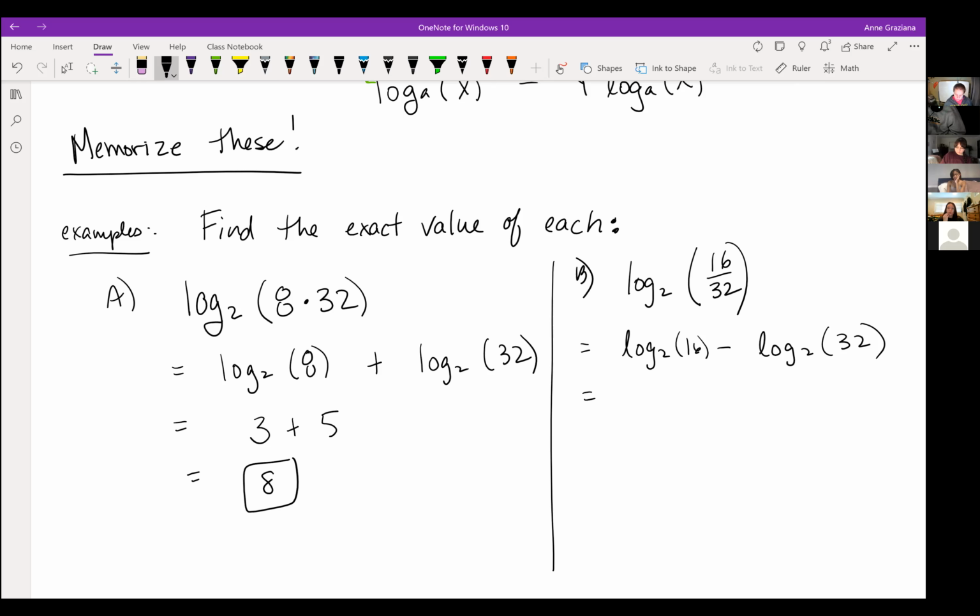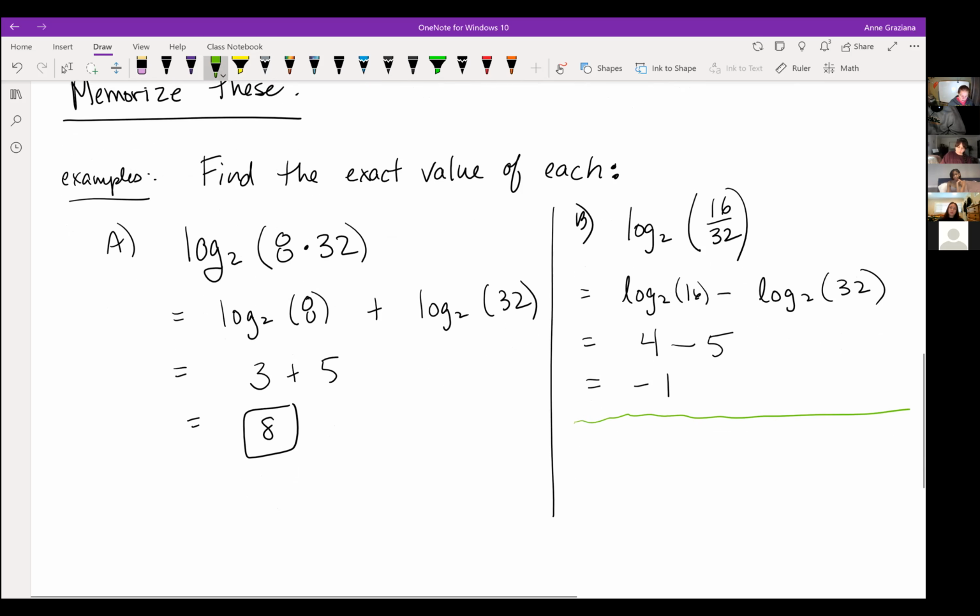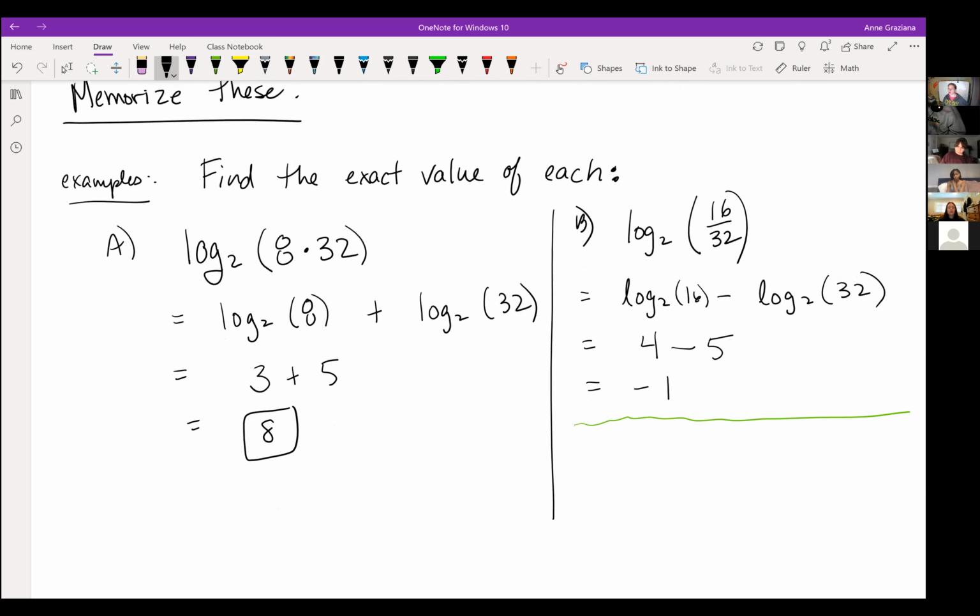Yeah, so this is going to be 2 to the 4th power is 16 minus 2 to the 5th power is 32. It's -1. I want to point something out though, because this is going to come up a lot. There is more than one way to do this. I wanted to use that quotient rule, but we could have also just simplified the fractions.